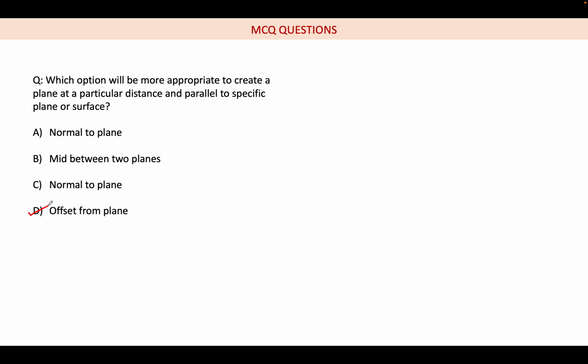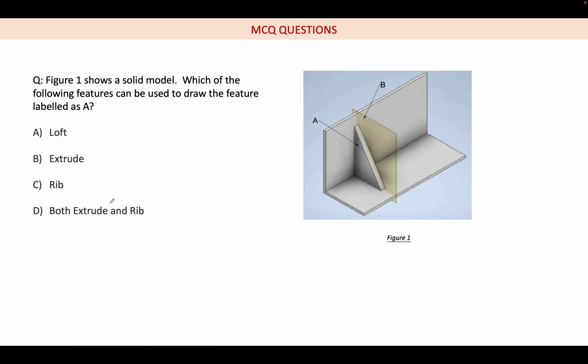Yes, correct. So when you already have a plane, an object is there, so one surface of the object is there, and you want to create another plane which is parallel to that surface and has a particular distance from it. So this is the offset from plane, correct. Okay, so one more question.